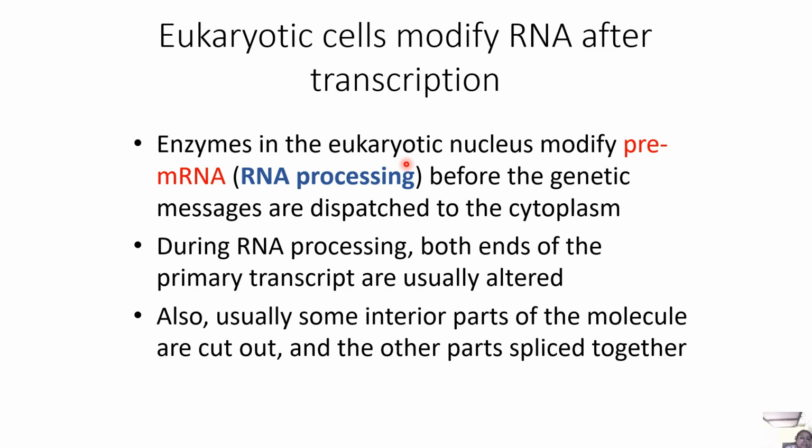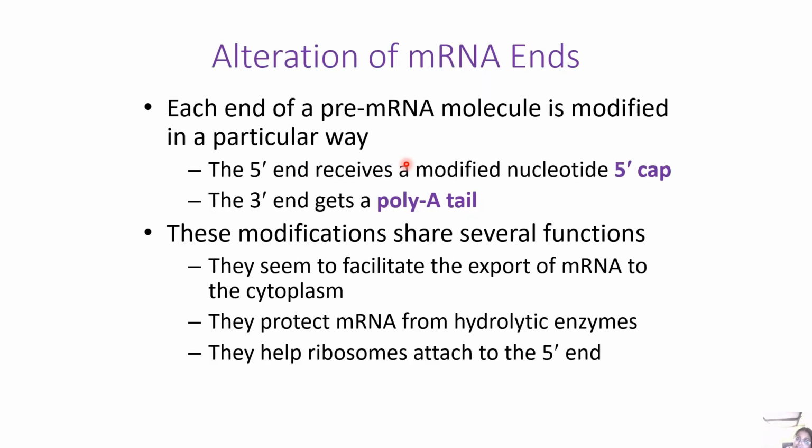During RNA processing, both ends of the primary transcript are usually altered. Also, some intermediate parts of the molecule are cut out and the other parts are spliced together. Each end of the pre-mRNA molecule is modified in a particular way. The 5' end receives a modified nucleotide 5' cap, and the 3' end gets a poly-A tail. These modifications share several functions. They seem to facilitate the export of mRNA to the cytoplasm, protect mRNA from hydrolytic enzymes, and help ribosomes attach to the 5' end.